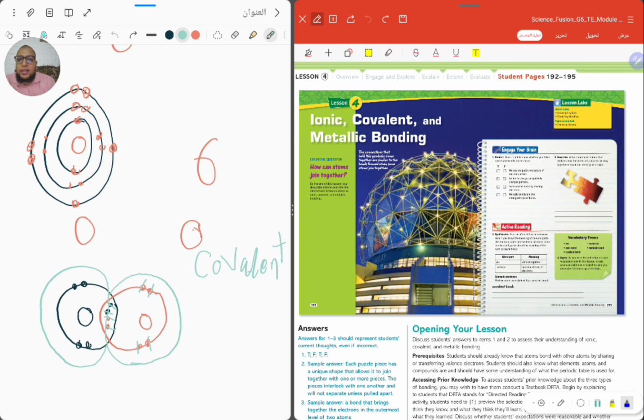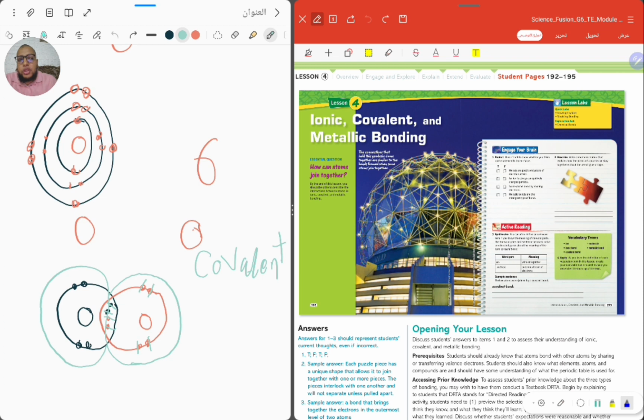The last one, guys, that we will speak about today is the metallic bond. From its name, it happens only between metals. The metallic bond is different from the covalent and the ionic, because all the metals need to lose electrons. So the metals in a metallic bond combine together and get rid of all the extra electrons they don't need.